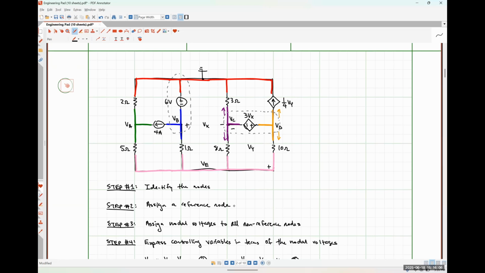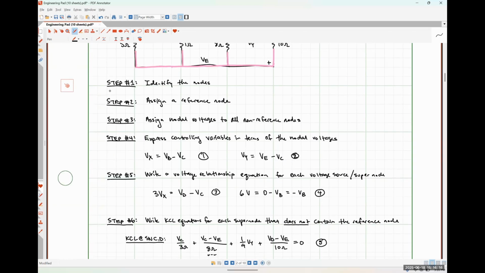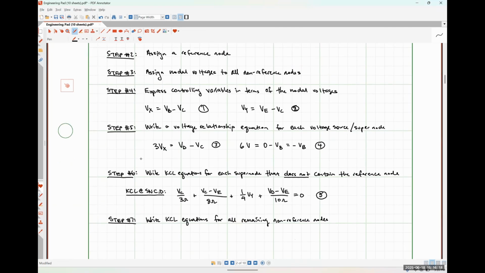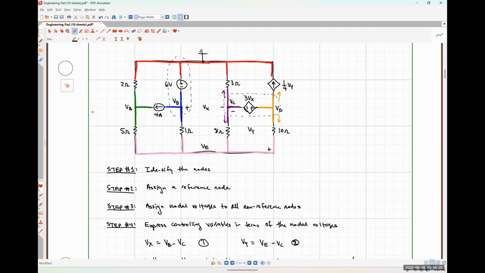We're only missing 2 equations because we know that this is a 7 equation, 7 unknown system, right? 2 controlling variables, 5 nodal voltages, so 7 total unknowns. We've already written 5 equations. We're just missing 2, and you have correctly identified it's just going to be KCL at node A and KCL at node E. So here are the currents that we're adding together at node A.